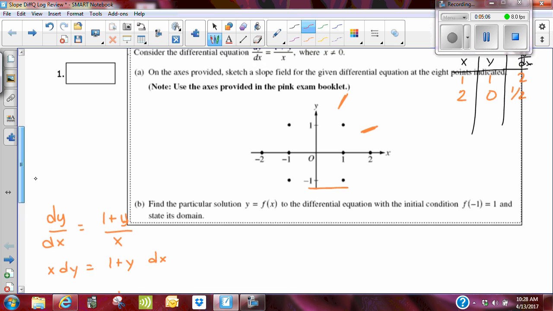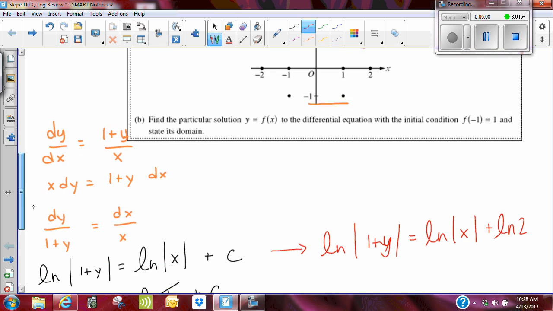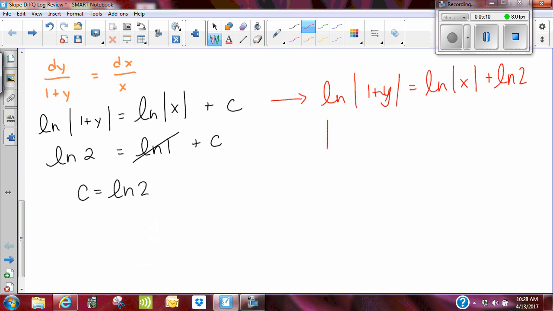Actually, let me think about this. Let me look at the point I was given. Oh, I was given negative 1, 1. Nope, not dropping them yet. Yeah, I can for there.